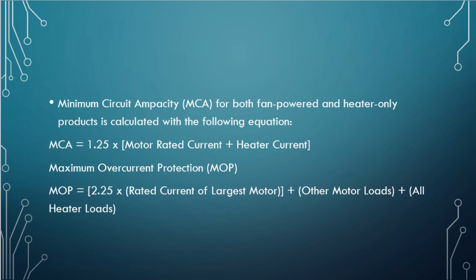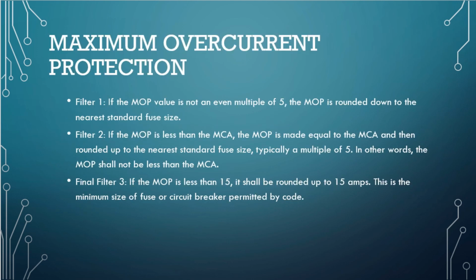As you can see in here, the MOP equals 2.25 times the rated current of the largest motor plus other motor loads plus all heater loads. Number 1, if the MOP value is not an even multiple of 5, the MOP is rounded down to the nearest standard fuse size.